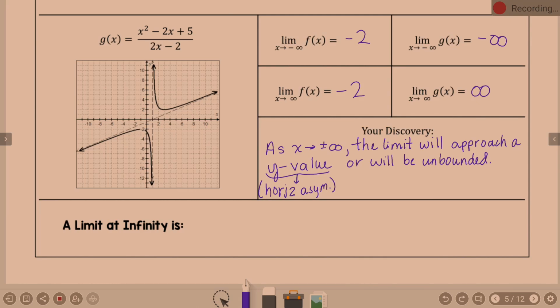Trying to think, would the unbounded have to be a slant asymptote? And it wouldn't have to be. So by definition, the limit at infinity is the whole idea of what we just said as x approaches positive or negative infinity. This is really just rewriting the same thing. The limit will approach a y value or will be unbounded. I thought they rephrased it a different way, but they didn't. So it's the same thing there.